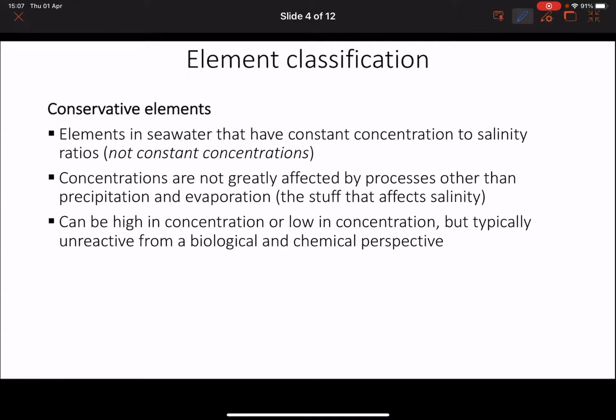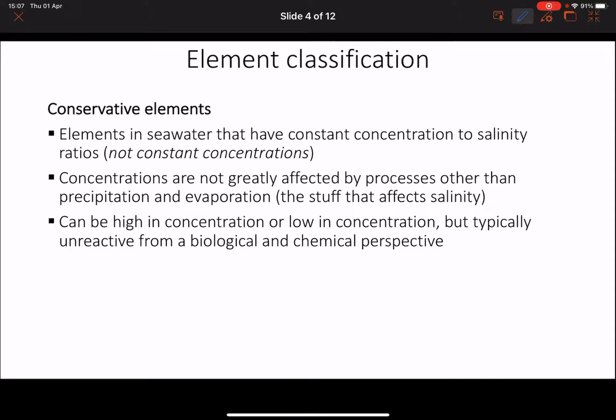So the first element classification is conservative elements. These are things in seawater that have a constant concentration to salinity ratio. It doesn't mean they have one concentration over the whole global ocean, but it means that the ratio of these elements to salinity stays constant. And what that means is that their concentration is not really affected by anything other than precipitation and evaporation. So basically, they act like salinity. They're affected by the things that affect salinity.